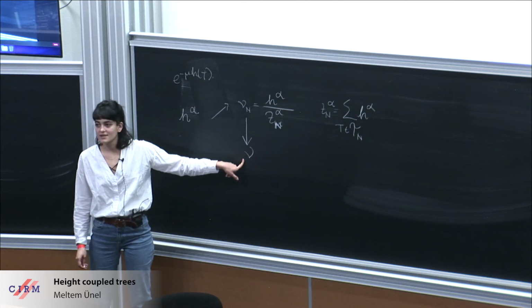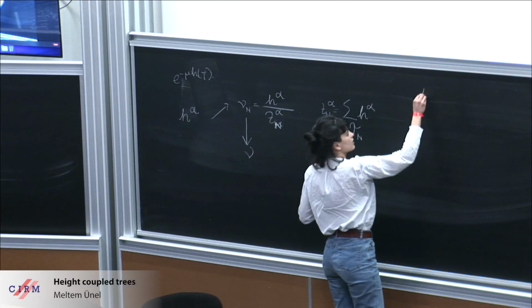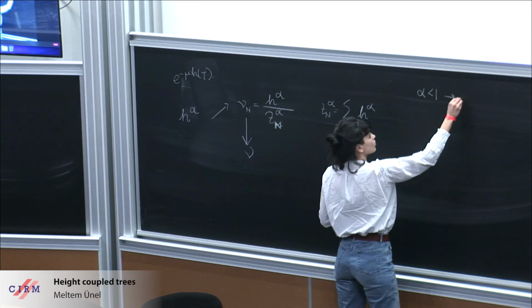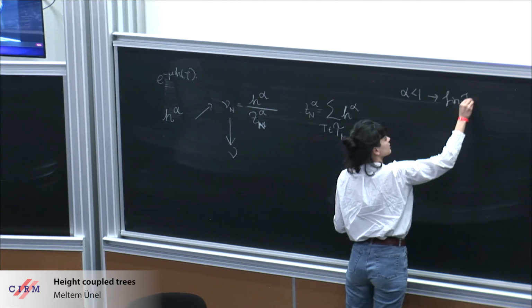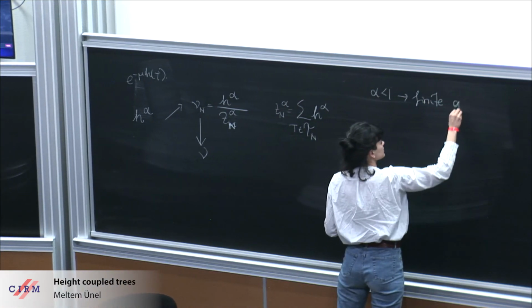Although the critical behavior of the generating function changes. For alpha smaller than 1, the generating function is finite at the critical point.